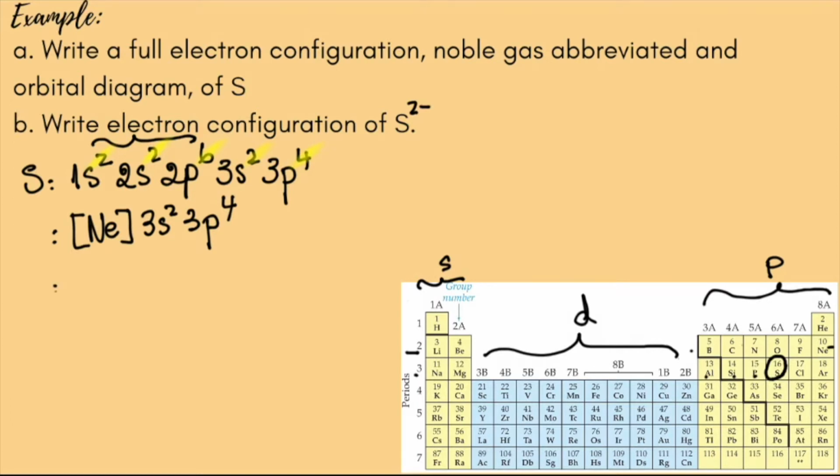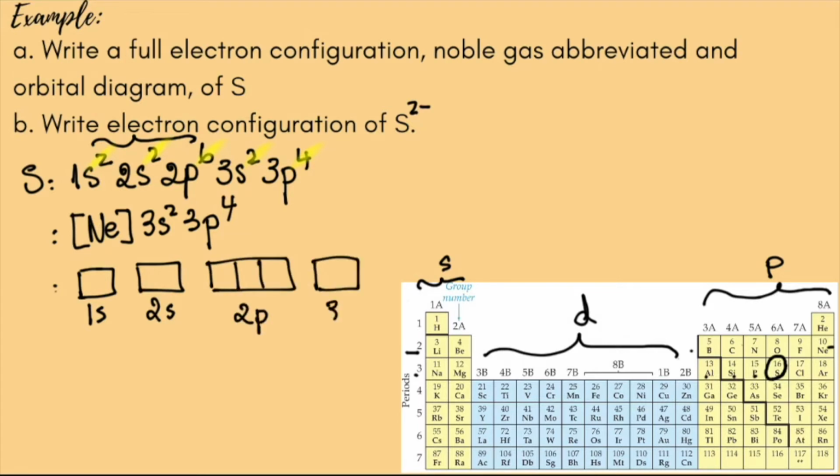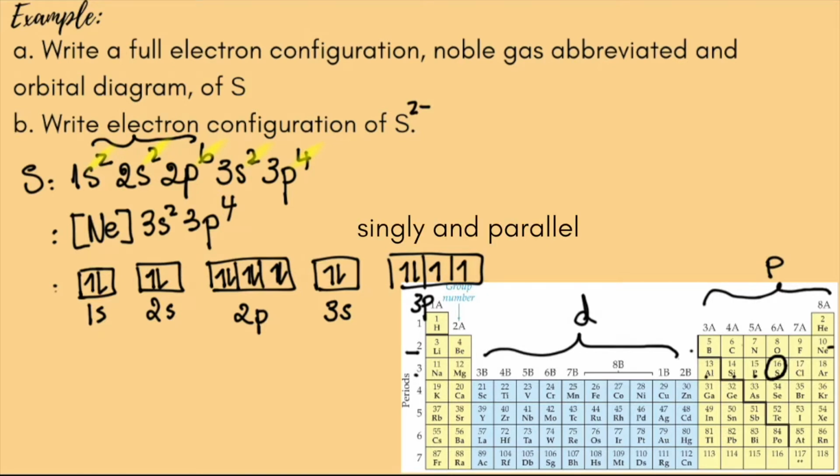For the orbital diagram, we know that s only has one orbital, which means it has only one box: 1s, 2s, and then p has 3 orbitals, so it has 3 boxes: 2p, 3s, and then we would have 3p right here. Filling them in: 1 2, 1 2, 1 2 3 4 5 6, 1 2, 1 2 3 4. So singly and parallel first. So that's done with part A.